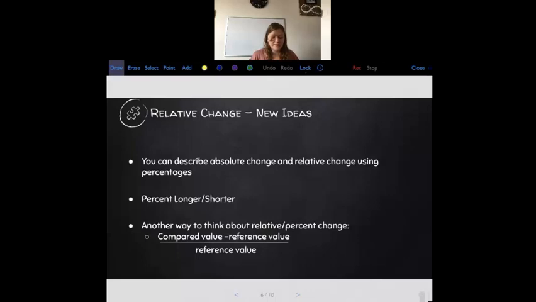Okay. Relative change, so some new ideas. You can describe absolute change and relative change using percentages. This may also come in the form of percent longer versus percent shorter, which is another way of describing an increase or a decrease in terms of a length of time. And another way that you might have seen in your book or that MyMathLab will explain is that you can also think of relative or percent change as a compared value minus reference value over the reference value, which will again give you relative change as a decimal that you have to convert to a percent.